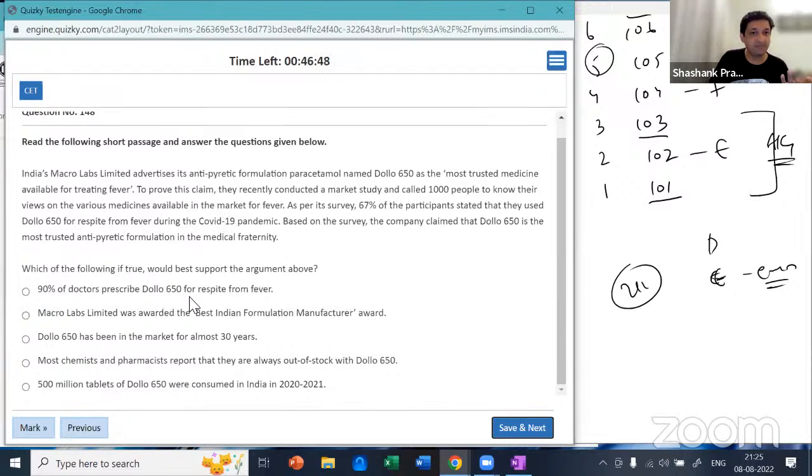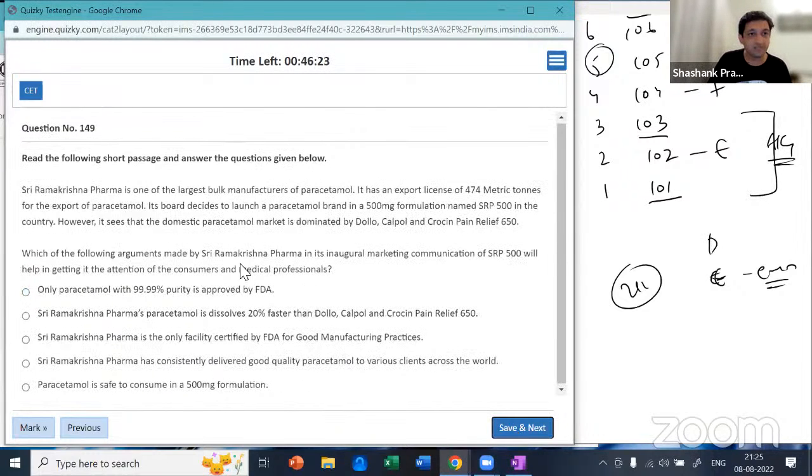90% of doctors prescribe, yeah, that will be trusted because doctors से trust आ सकता है. Was awarded Best Indian Formulation Manufacturer Award, but by whom? So no. Say 30 years, being in the market for 30 years does not mean most trusted. Most chemists, they're always out of stock. They might have bad distribution, maybe because of that. 500 million tablets were consumed. Again, can't say trusted. So this is the one that builds trust.